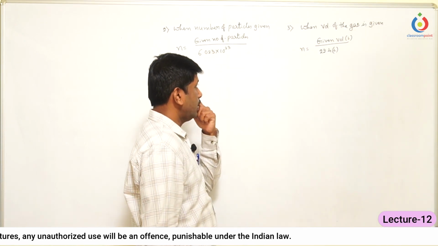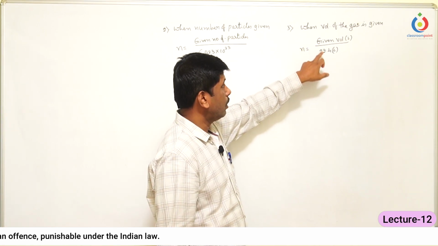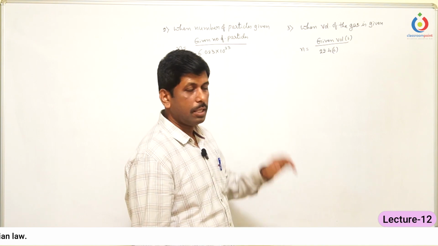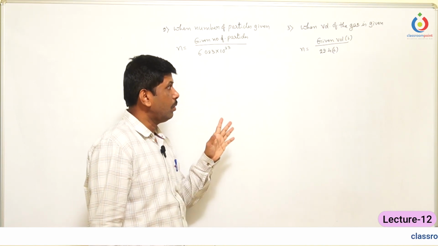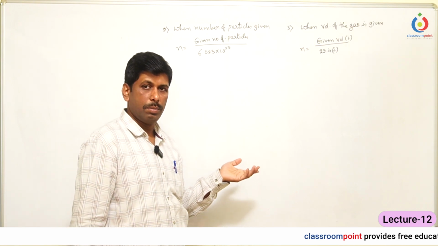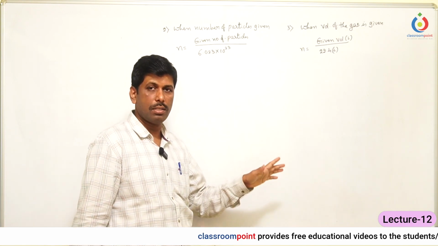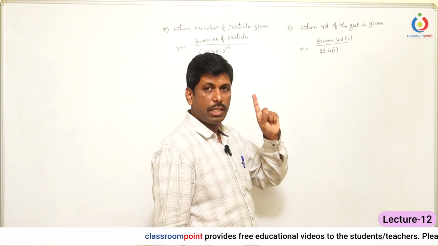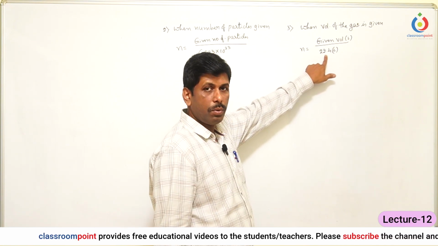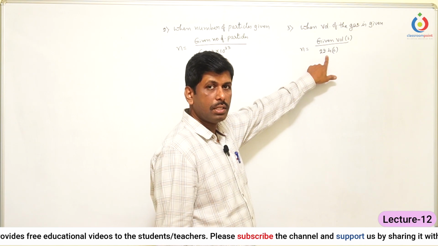So let us try to see here. Calculation of number of moles when volume is given: volume by 22.4 liters at STP. This is applicable only for gases, not applicable to any other substances. Solids and liquids, it is not applicable. Only for gases it is applicable, and that too at STP condition. Why? Because we have taken 22.4 liters, which is the volume of 1 mole of the gas at STP.